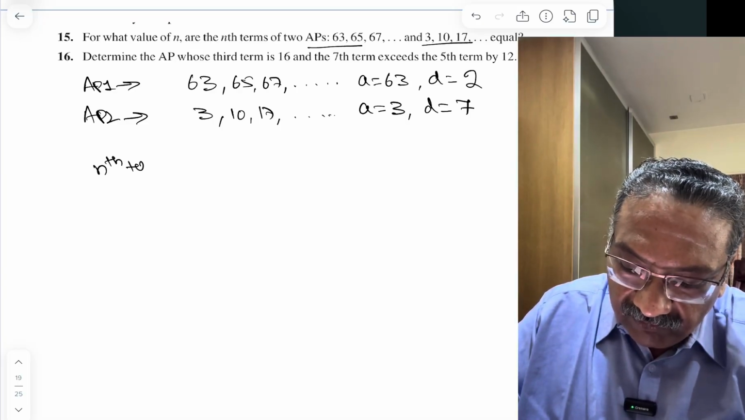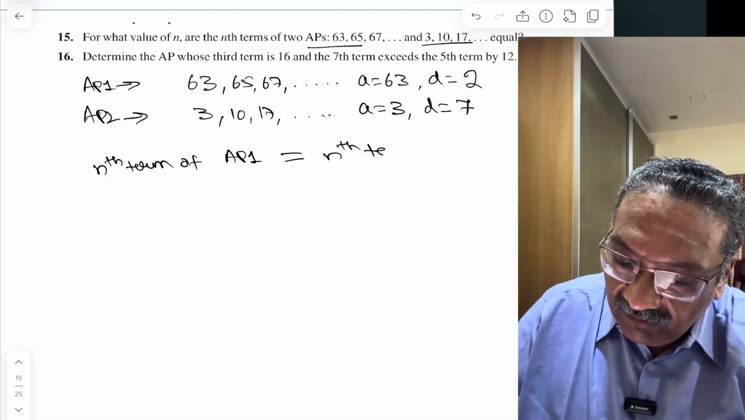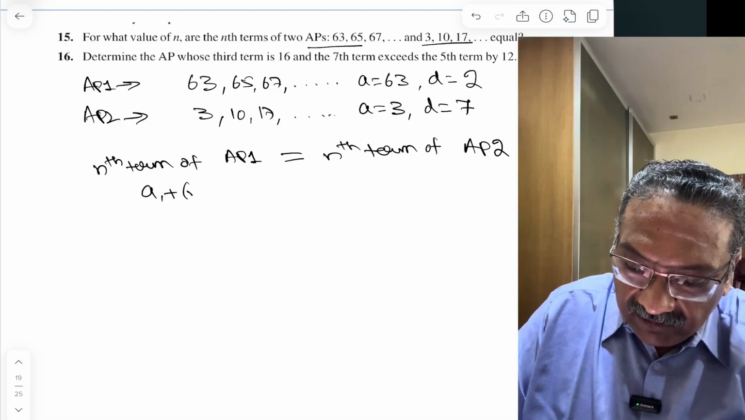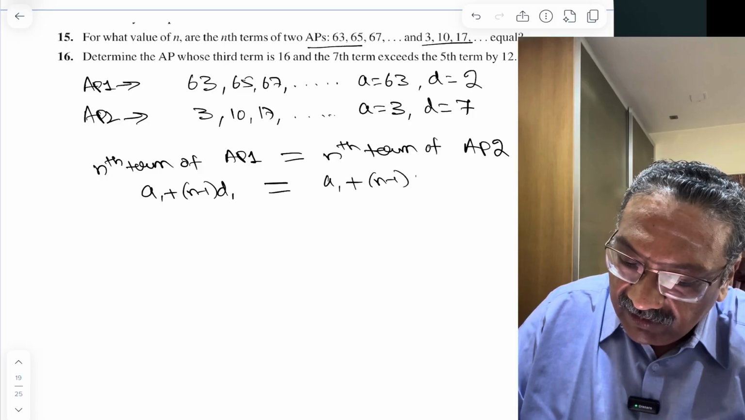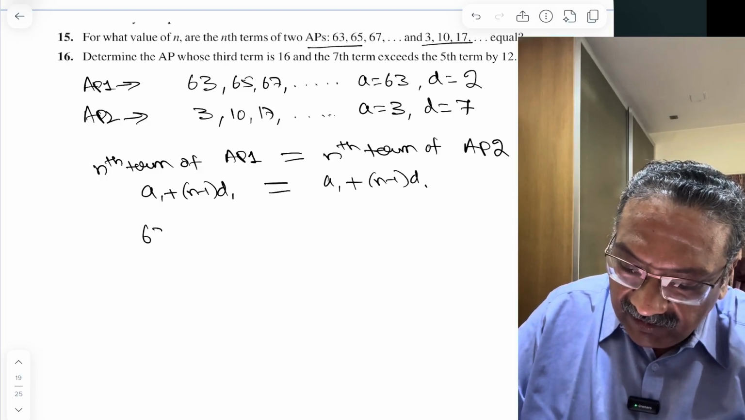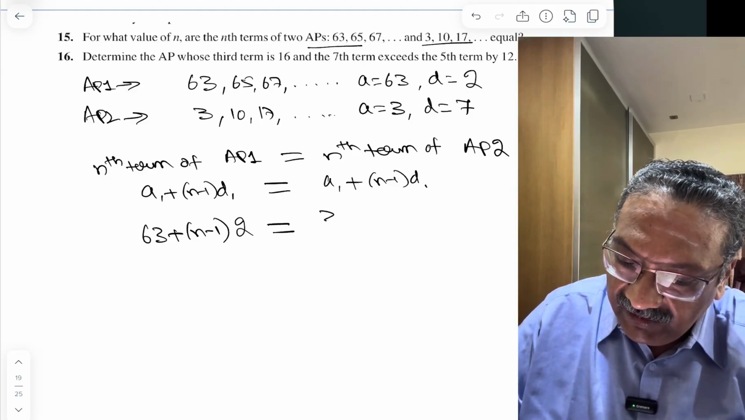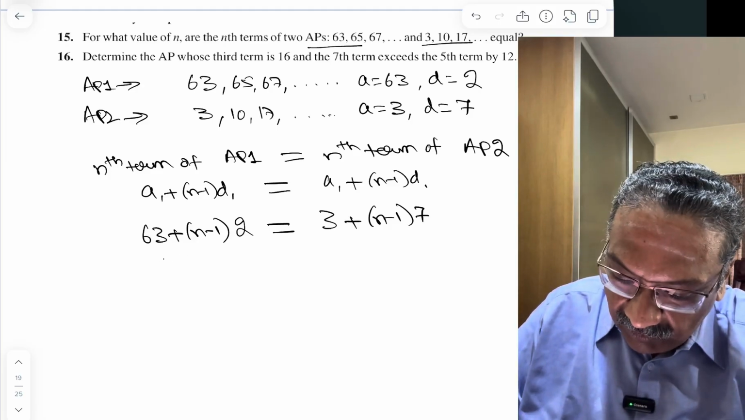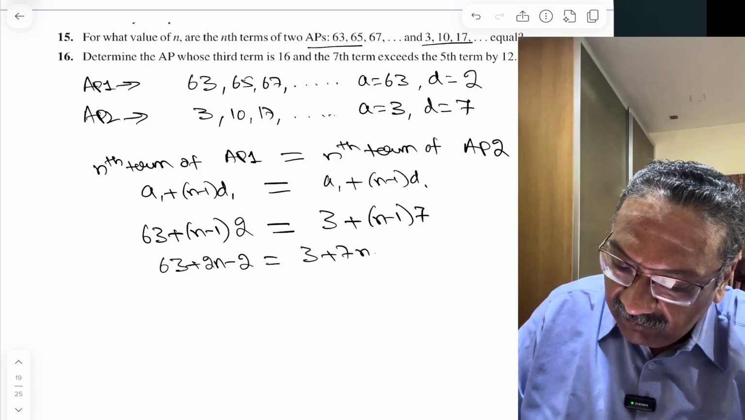So the nth term of AP1 is equal to the nth term of AP2. Now let us write the nth term of AP1: A1 plus (n minus 1) D1 is equal to A2 plus (n minus 1) D2. Here A is 63 plus (n minus 1), here D is 2, is equal to, here A is 3 plus (n minus 1) into 7. Let us find n here. So 63 plus 2n minus 2 is equal to 3 plus 7n minus 7.